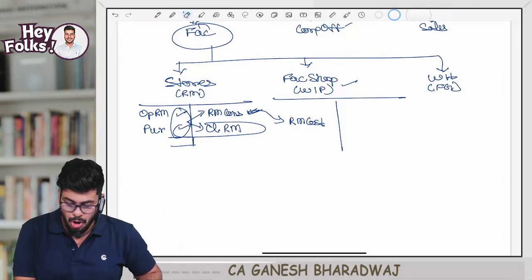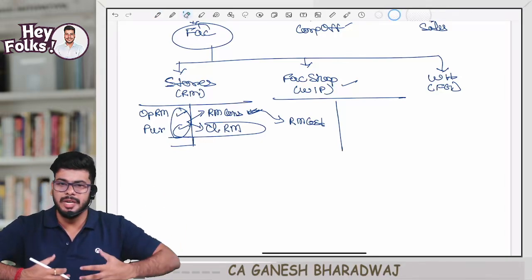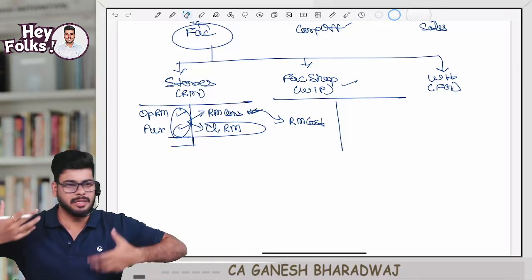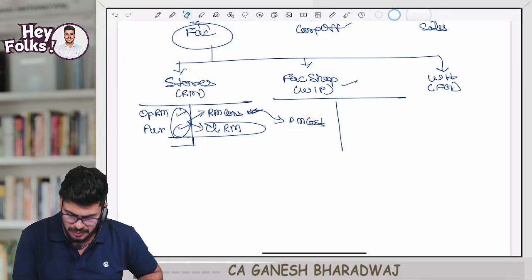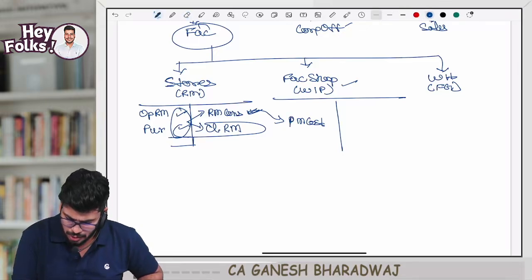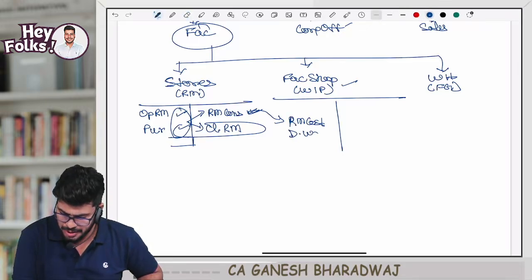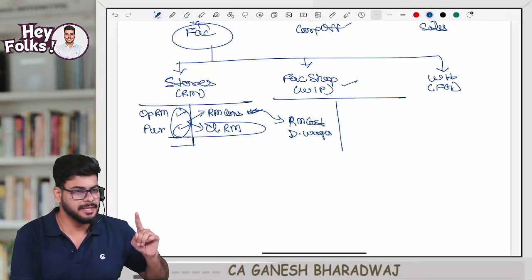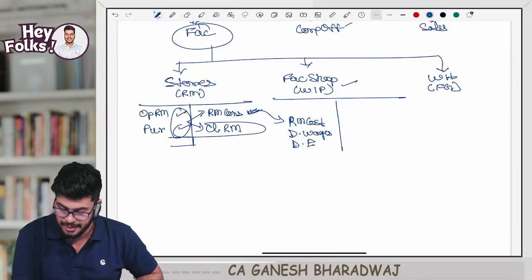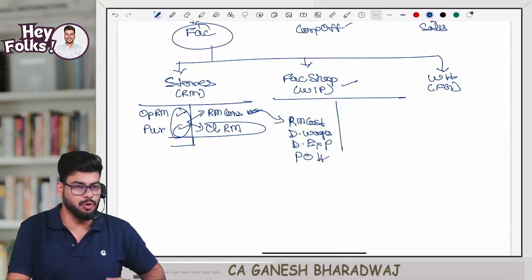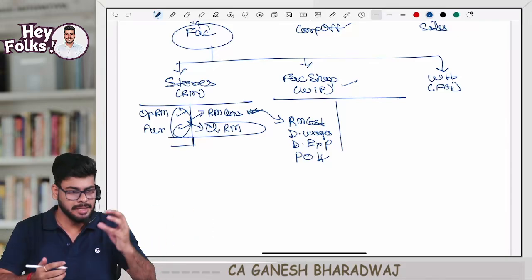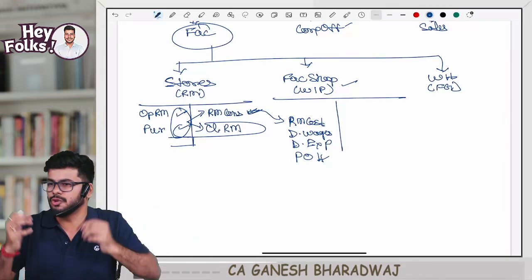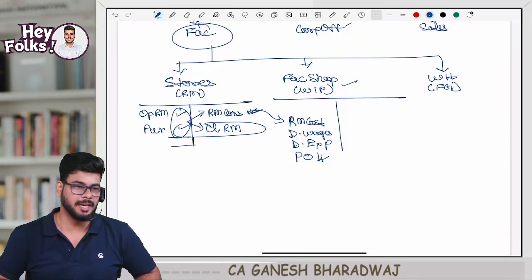Now, on top of this raw material, will it just abracadabra convert into FG? No. You need to incur some direct wages. Apart from that, you need to incur some direct expense. And apart from that, you need to incur some production overheads, indirect costs and all. Only if you incur all these things, your raw material gets converted into FG. Agreeing with me?